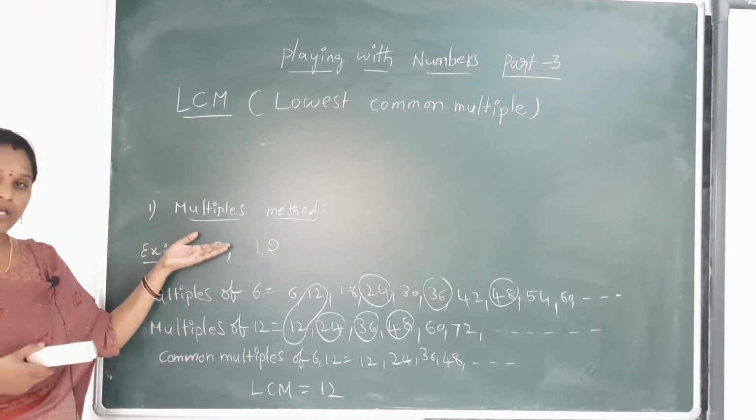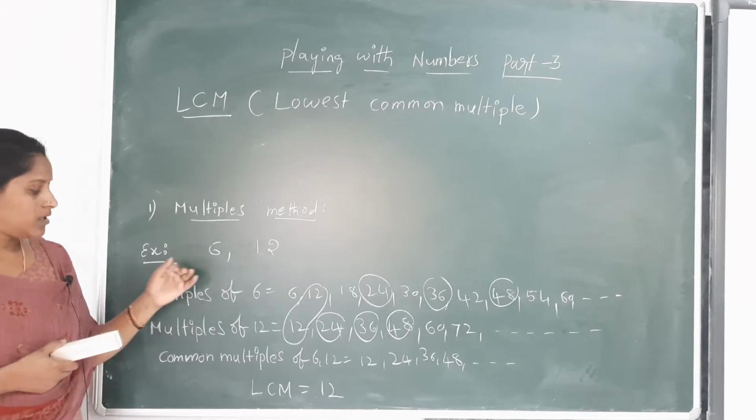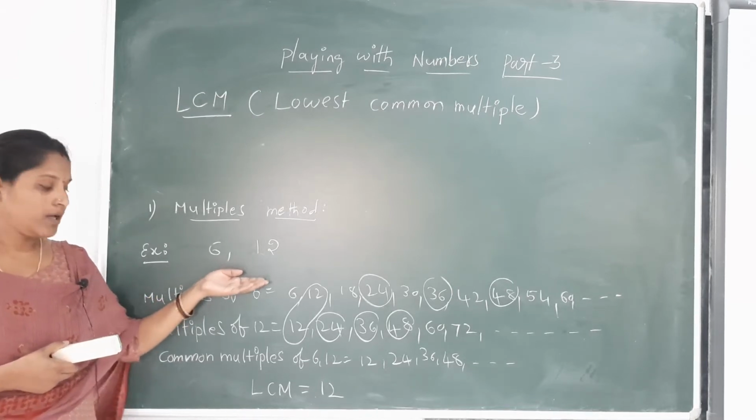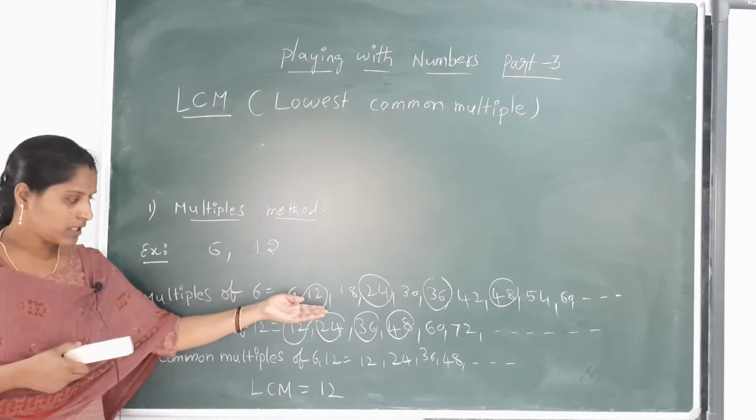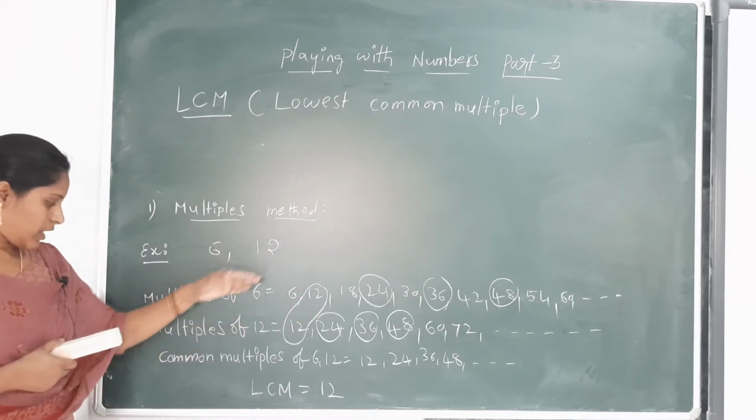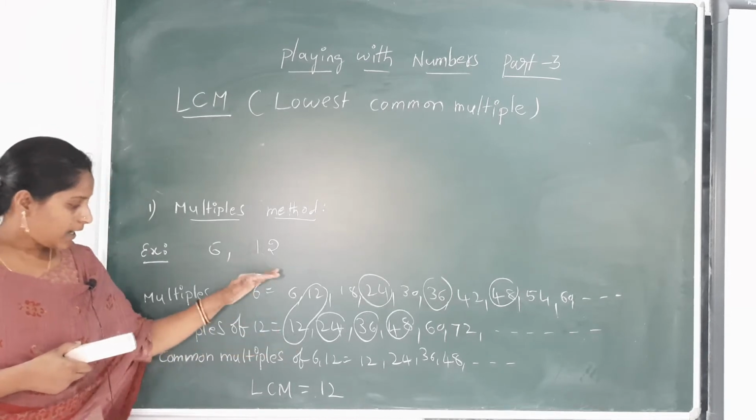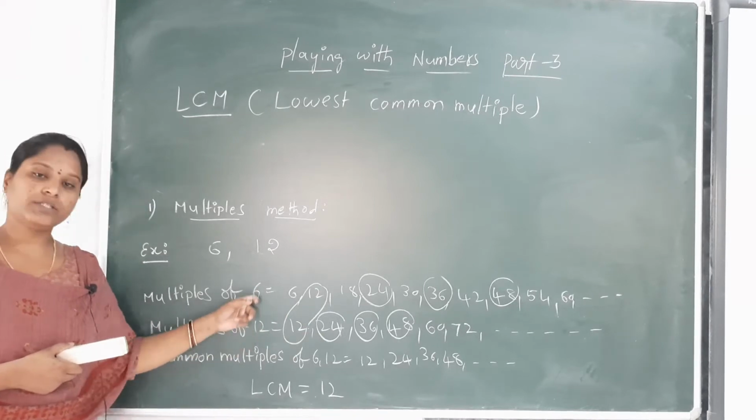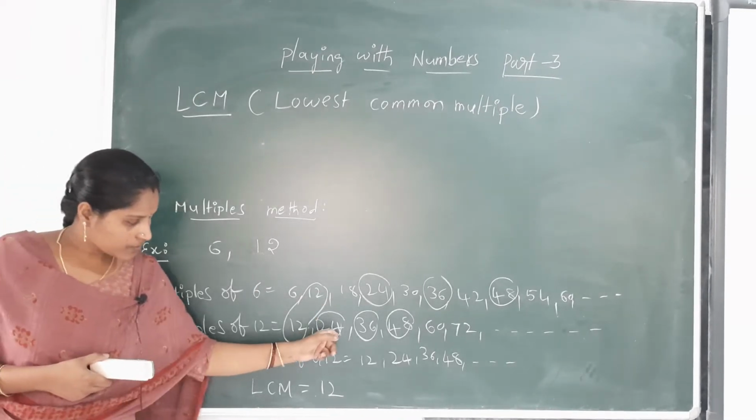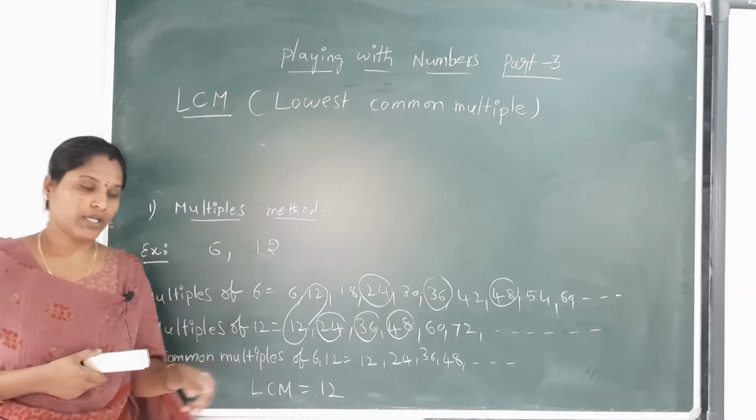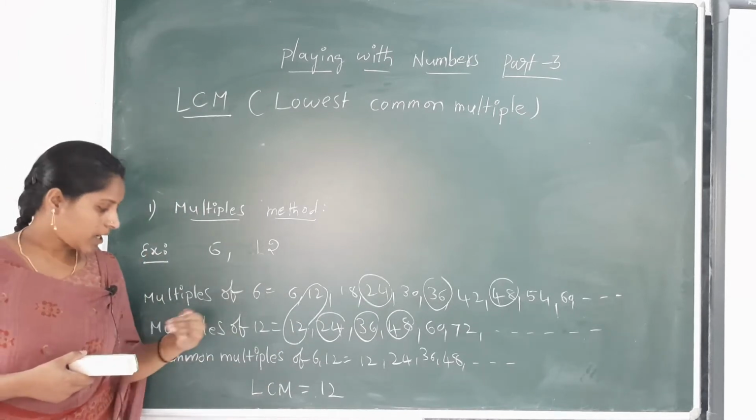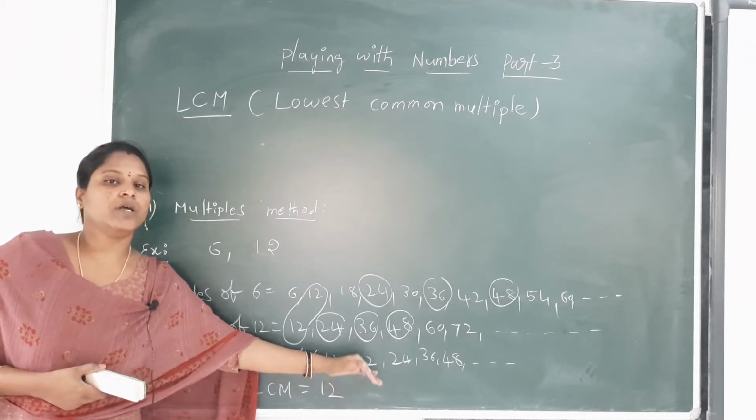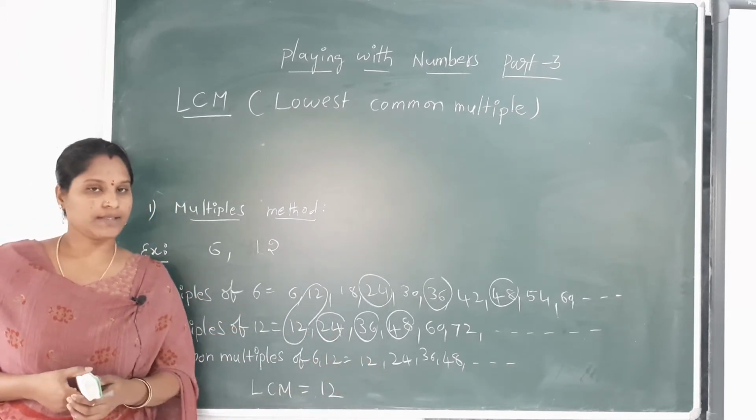In the multiples method, we find the LCM like this. Listen once again. First I have taken two numbers, then the multiples of 6, that means the 6 table, and then the 12 multiples, the 12 table. Then we have to encircle the common multiples of both 6 and 12: 12, 24, 36, and 48. Next, from the group of common multiples, the least one is the LCM.